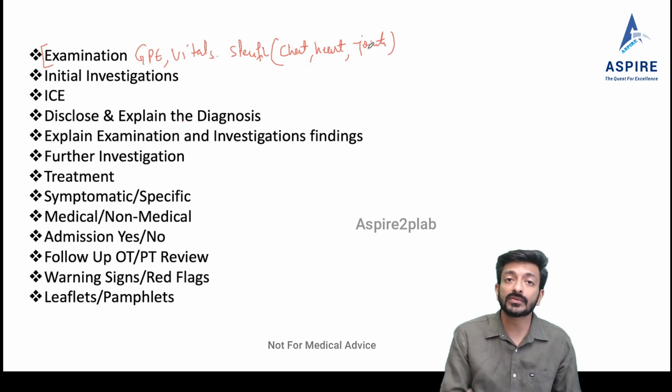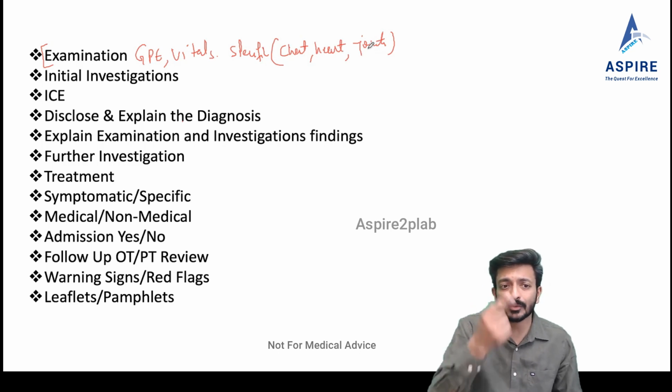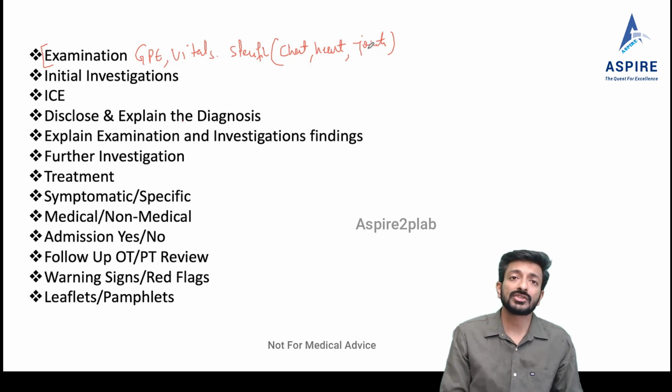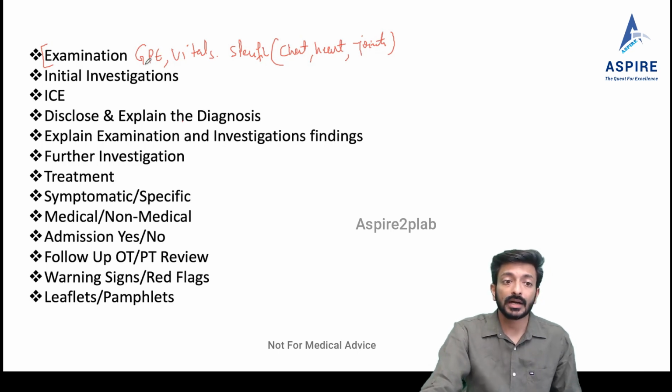If you're having a station of cough, so definitely chest. If you're having a station of chest pain, so definitely you'll be doing a heart examination. If you're having a patient with joint pain, so joint examination. If you're having some eye problem, eye pain, eye discharge, so of course you will be mentioning eye examination, right? So in a few stations you may have to do this examination depending on the need.